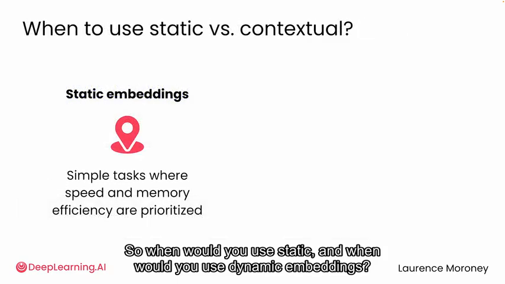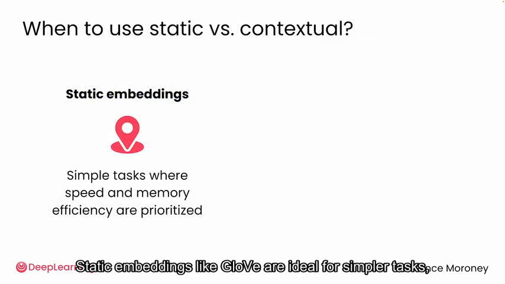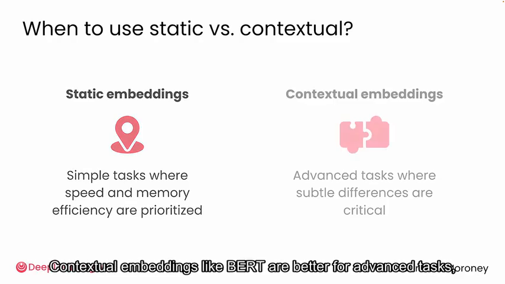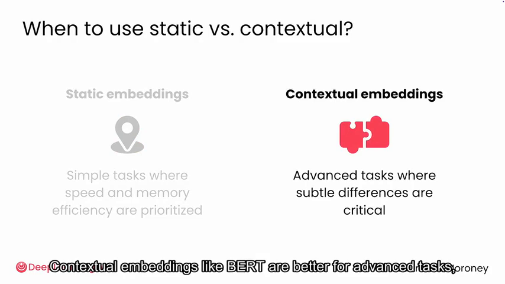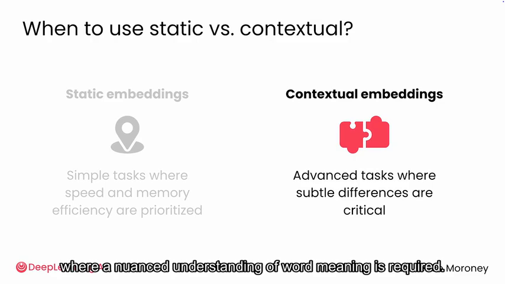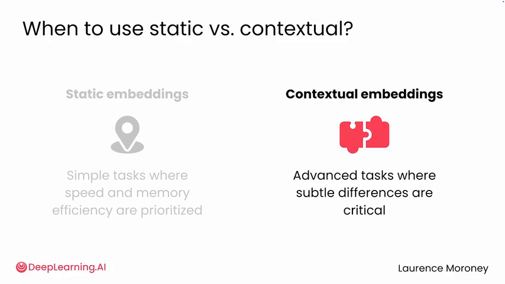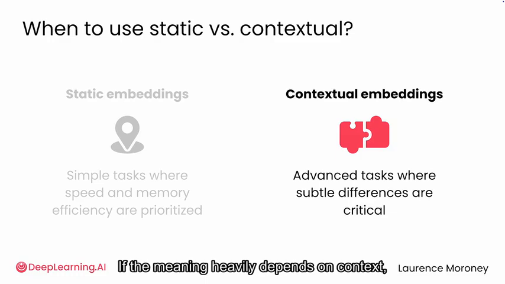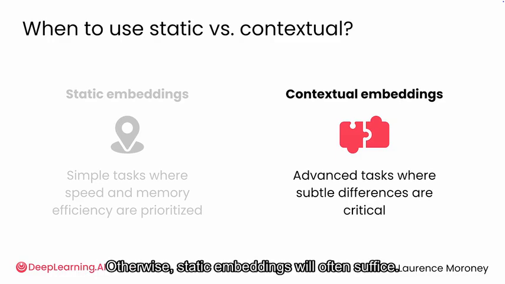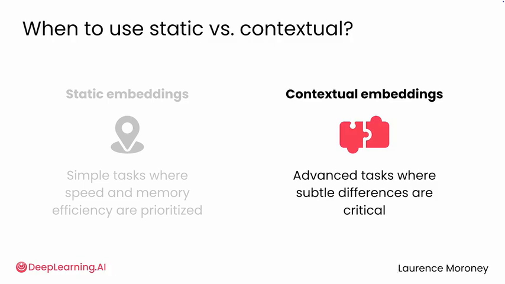So when would you use static and when would you use dynamic embeddings? Static embeddings like GloVe are ideal for simpler tasks, such as topic classification, where speed and memory efficiency are key. Contextual embeddings like BERT are better for advanced tasks, such as question answering, chatbots, or summarization, where a nuanced understanding of word meaning is required. If the meaning heavily depends on context and you have resources available, BERT is the better choice. Otherwise, static embeddings will often suffice.